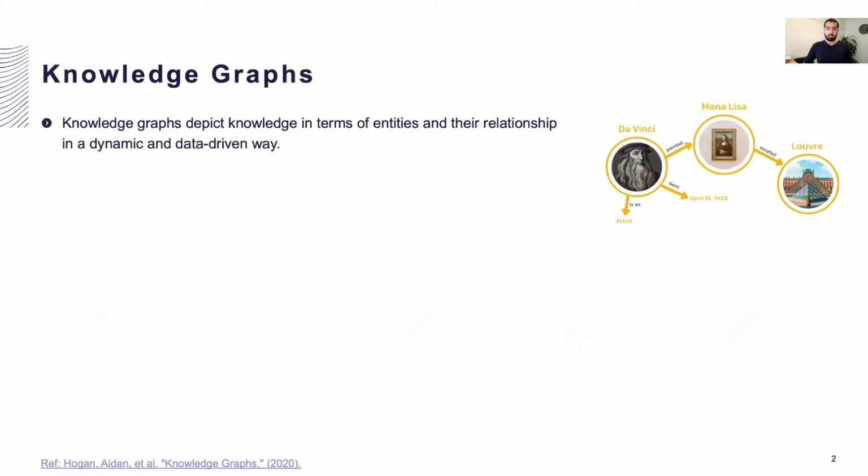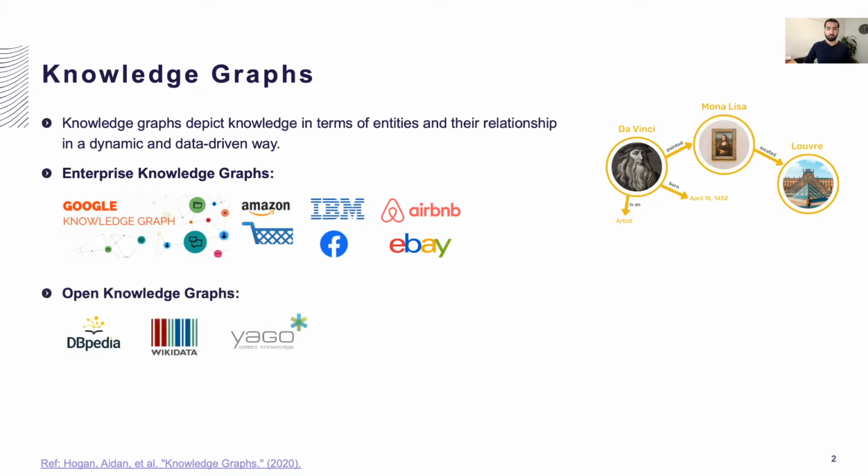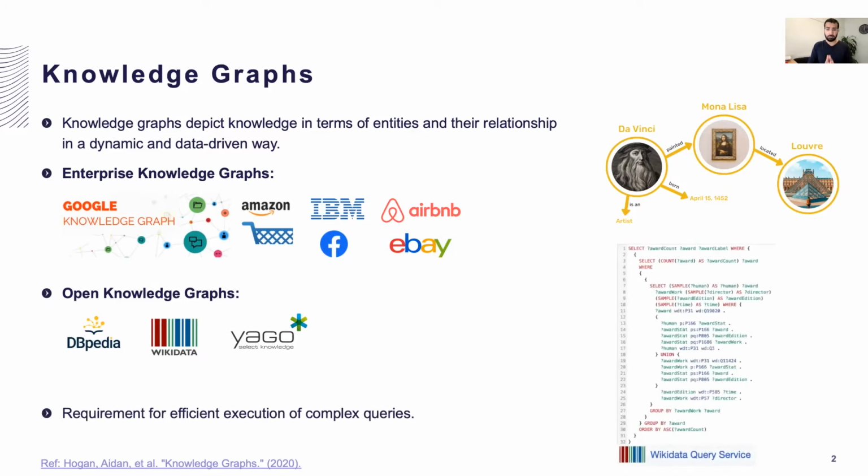Knowledge graphs depict knowledge in terms of entities and their relationships in the form of nodes and edges, as shown in this example knowledge graph. They are being used at enterprise level by many organizations such as Google, Amazon, Facebook, etc. Along with this, a lot of open knowledge graphs are also being produced, such as DBpedia, Wikidata, and Yago. Since they are widely used, we now move from the need for simple to complex SPARQL queries. An example complex SPARQL query on Wikidata is shown here.